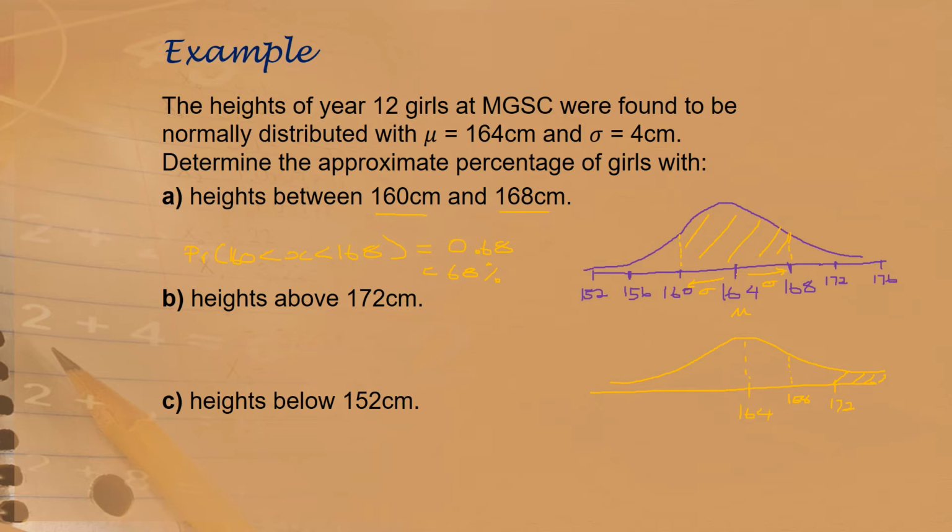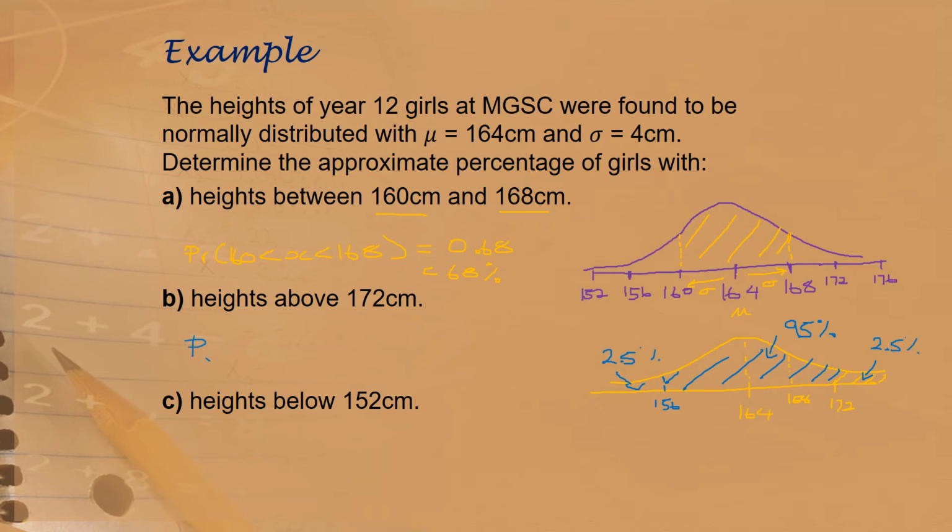Remember that we know that within 2 standard deviations, so between 156 to 172, we have 95% of all data values. That means that these extra bits on the side, those 2 extra bits together, need to add up to 5%. 95% within 2 standard deviations, so on either end that's going to add up to 5%, so I'm going to have 2.5% here and 2.5% here.